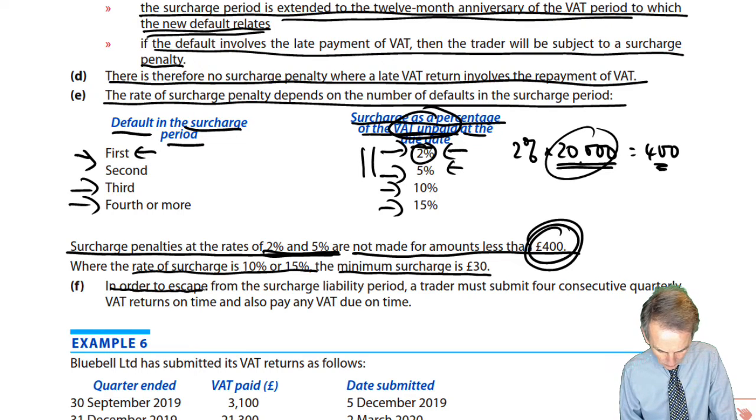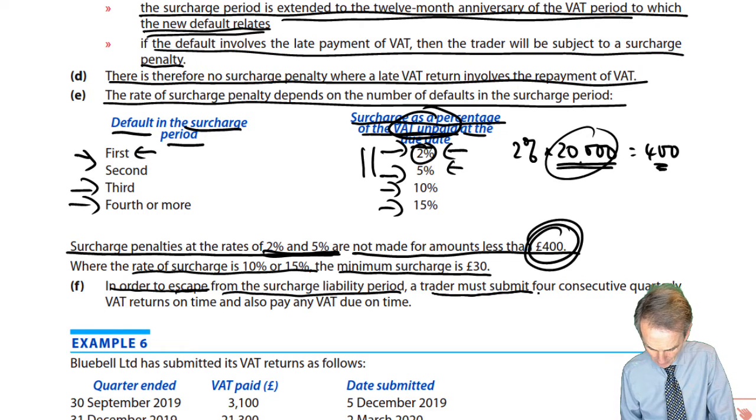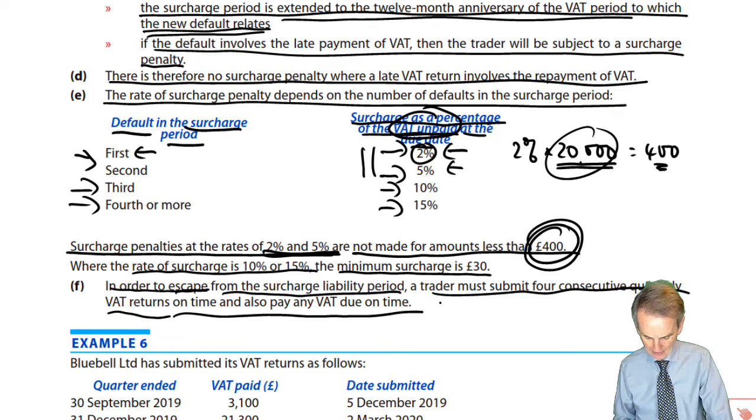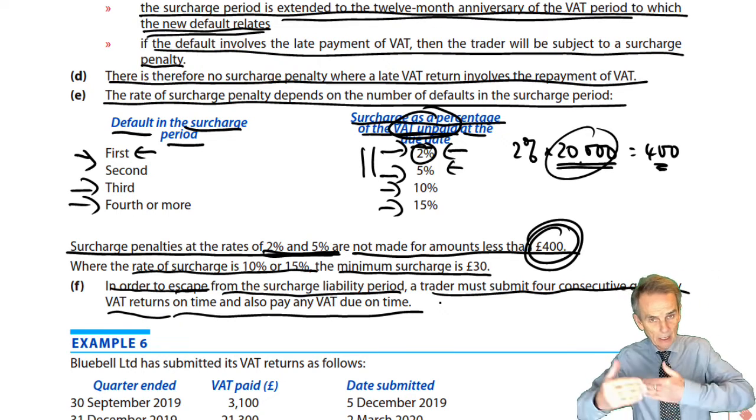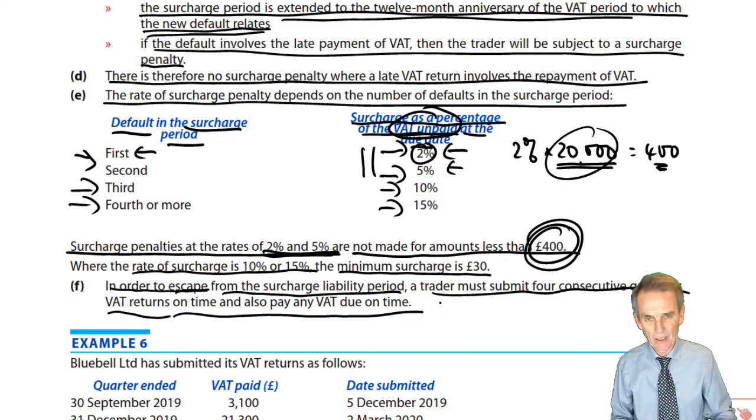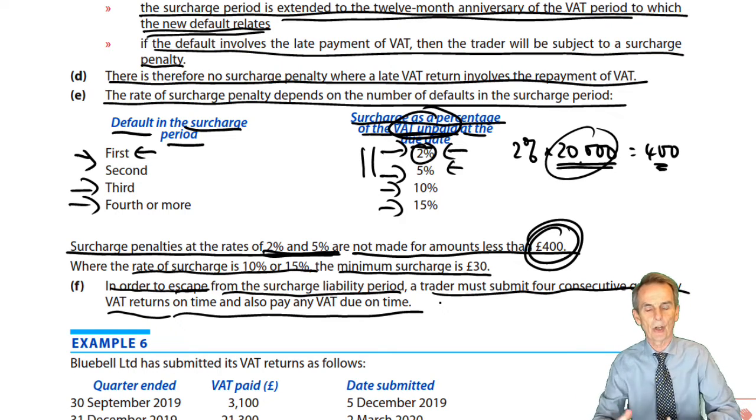In order to escape from the surcharge liability period, the trader must submit 4 consecutive quarterly VAT returns on time and also pay any VAT due on time. Now remember, that surcharge period can keep rolling forward. You commit a default, not only are we in danger of having to pay a penalty, but we start the 12 months all over again from the end of that particular VAT return period.